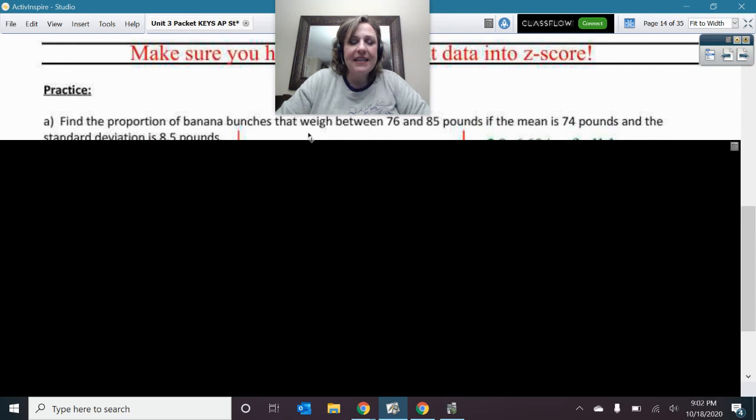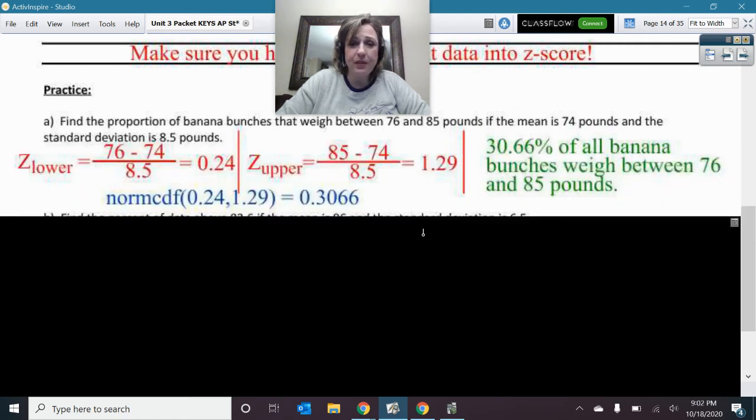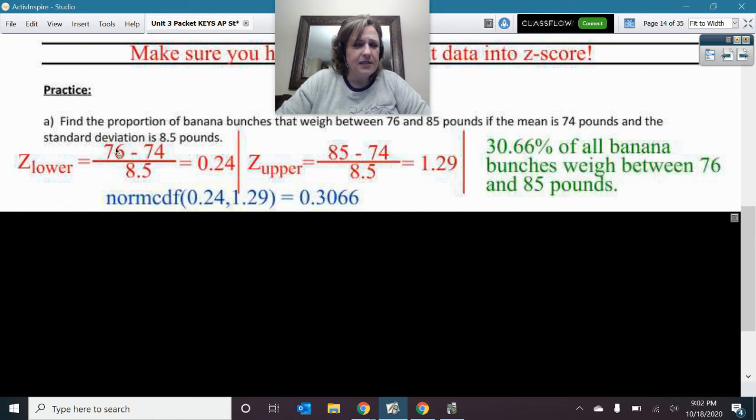Here we were finding the proportion of bananas that would be between these 2 values. So I need to find a z-score for both of these values and norm CDF from the lower z-score to the upper z-score. So here's how I did that. 76 minus the mean over the standard deviation. There's my 2 z-scores, my lower and my upper. And there's 30.66% of all banana bunches will weigh between 76 and 85 pounds.